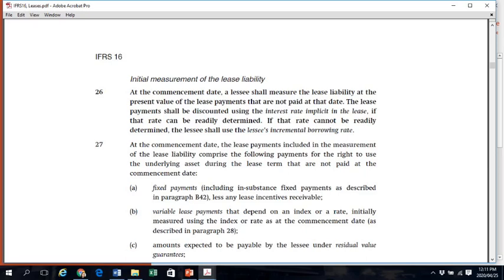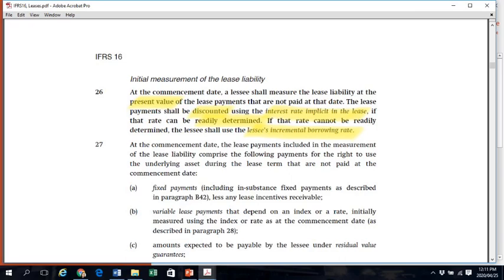Paragraph 26 of IFRS 16 reads as follows. At commencement date, a lessee shall measure the lease liability at the present value of the lease payments that are not paid at that date. The lease payments shall be discounted using the interest rate implicit in the lease, if that rate can be readily determined. If that rate cannot be readily determined, the lessee shall use the lessee's incremental borrowing rate.